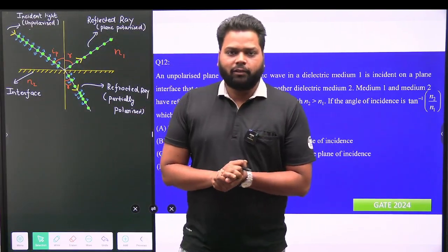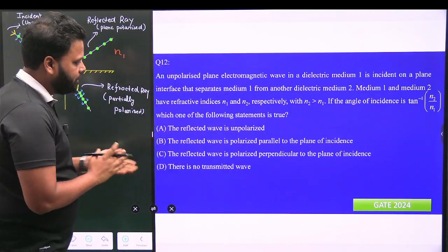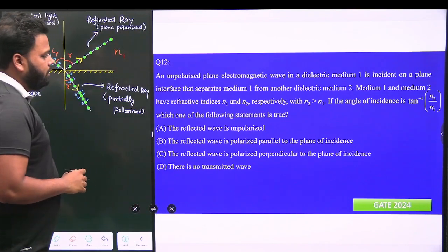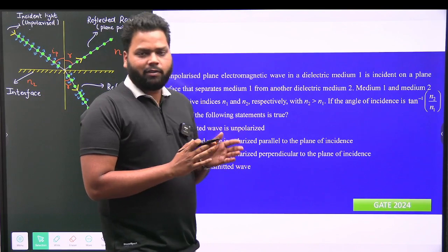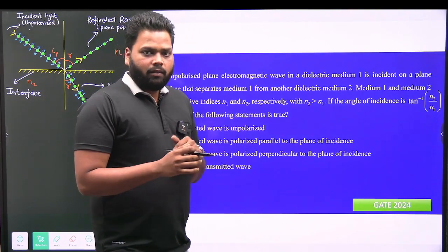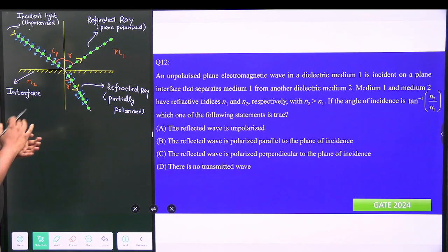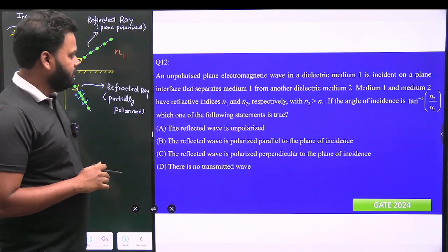Hello students, hello friends. So I am here today to discuss one of the questions from the GATE 2024 examination. This question is basically from the optics part, and if you talk about the sub-topic, this is from polarization. In polarization there is a very famous topic which we study, that is called Brewster's law. So basically this question is based on the Brewster's law concept.